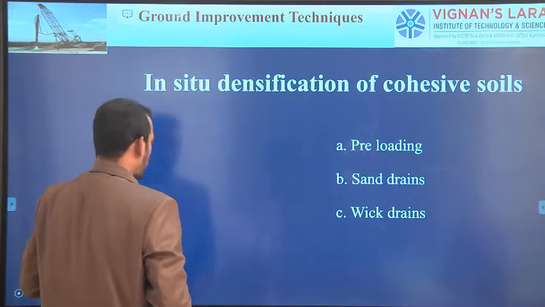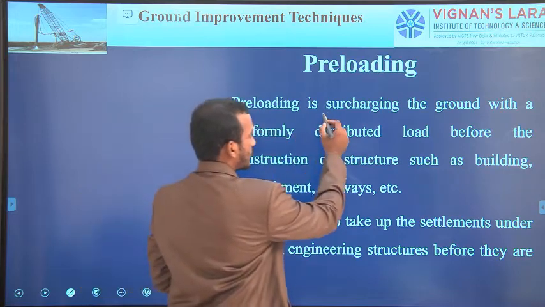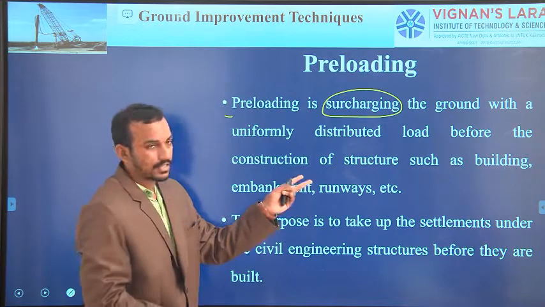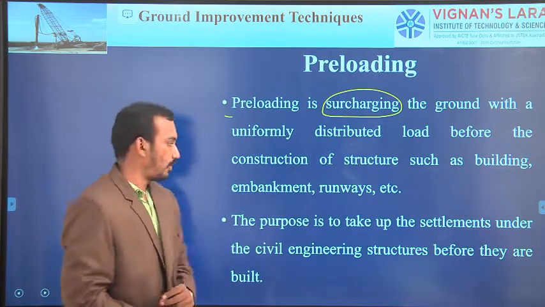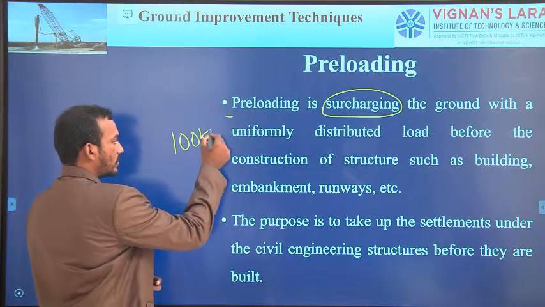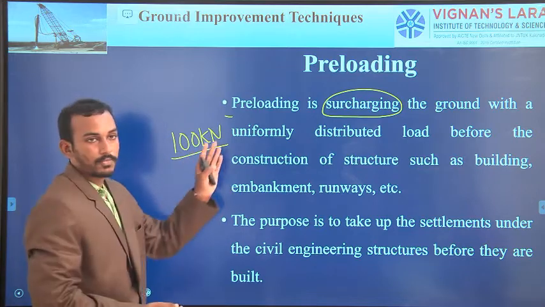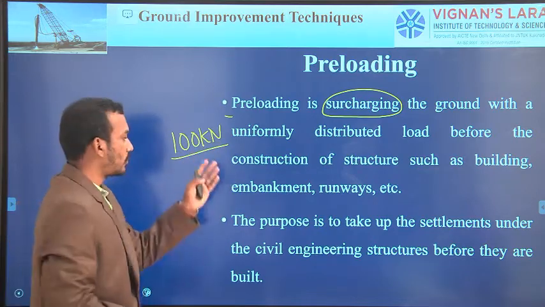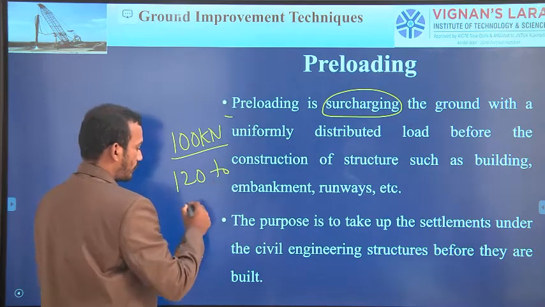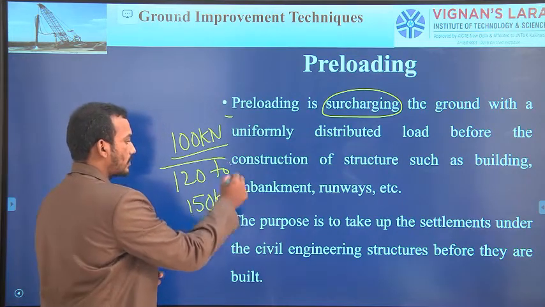So let's start from the first one, preloading. Preloading is different and surcharging is different. For example, the original structure that we are going to construct applies a load of 100 kilonewton on the soil. This is the load from the original structure. Before the original structure we are applying about 120 to 150 kilonewton load on the soil. This is known as preload.